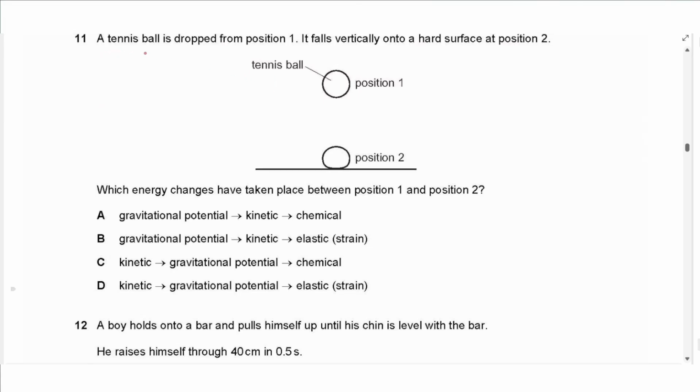Question 11 says a tennis ball is dropped from position 1. It falls vertically onto a hard surface at position 2. Which energy changes have taken place? So usually when something falls, it loses gravitational potential energy. So we start with GPE and its speed increases, so this is converted to kinetic energy. But if you look closely, the shape of the ball changed. So this is a conversion to elastic or strain energy. So the answer is B.